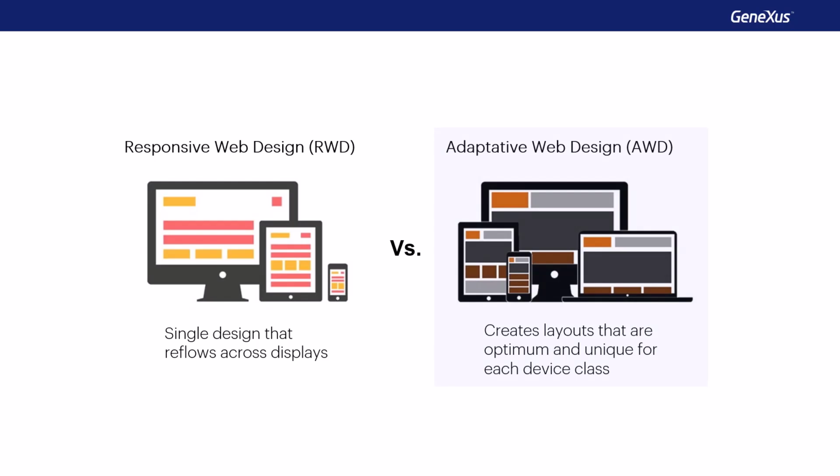Another approach is adaptive design, in which different fixed designs are created for each screen size of the users. Unlike the automatic adaptation approach, adaptive design uses several layouts with an optimal design for each screen, which are automatically run according to the platform detected.